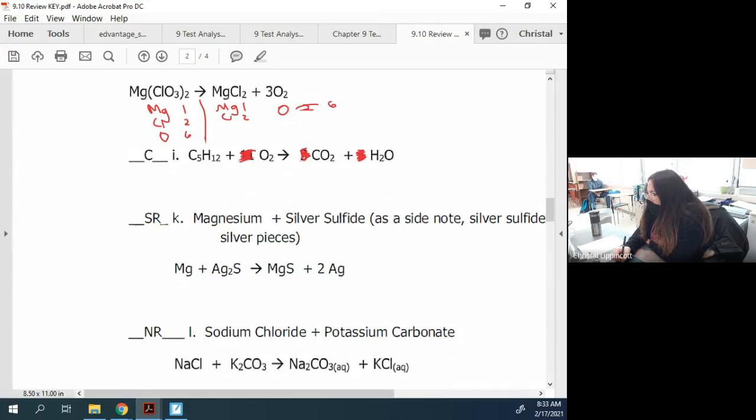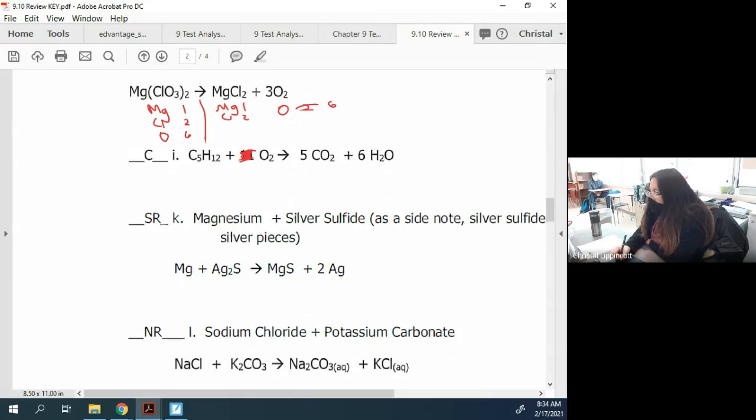So I'm going to balance my carbons. On this side, I have 5. On this side, I need 5. So I put a 5 here. Then I balance my hydrogens. I have 12 here. I need 12 here. So what times 2 would give me 12? 6.